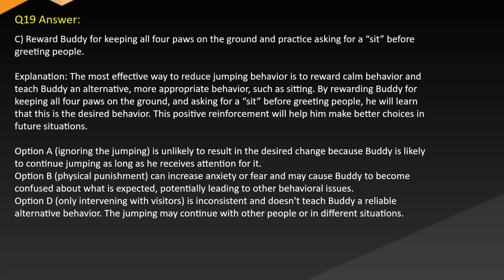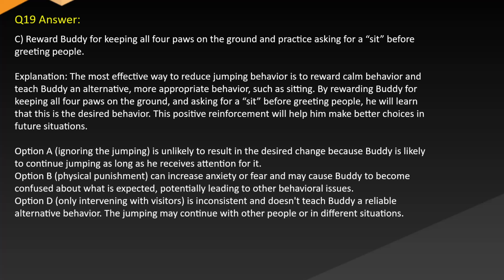Explanation: The most effective way to reduce jumping behavior is to reward calm behavior and teach Buddy an alternative, more appropriate behavior such as sitting. By rewarding Buddy for keeping all 4 paws on the ground and asking for sit before greeting people, he will learn that this is the desired behavior at this point. Reinforcement will help him make better choices in future situations.